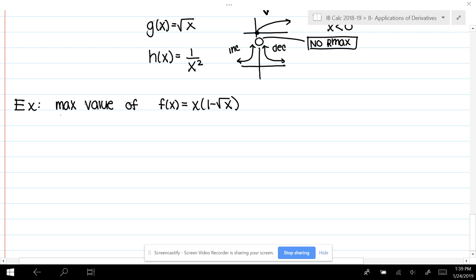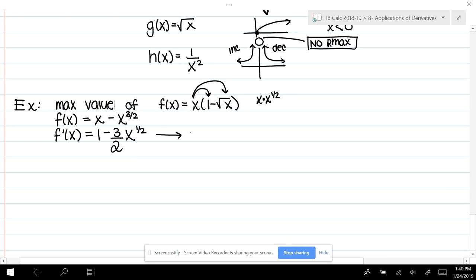All right, so we know with maximums, you've got to take the derivative. I would suggest distributing first instead of using the product rule. So f of x is equal to x times 1, which is just x, and then x times x to the 1/2, which is minus x to the 3/2. Nice. So now I've got to take the derivative: 1 minus 3/2 x to the 3/2 minus 1, which is 1/2.